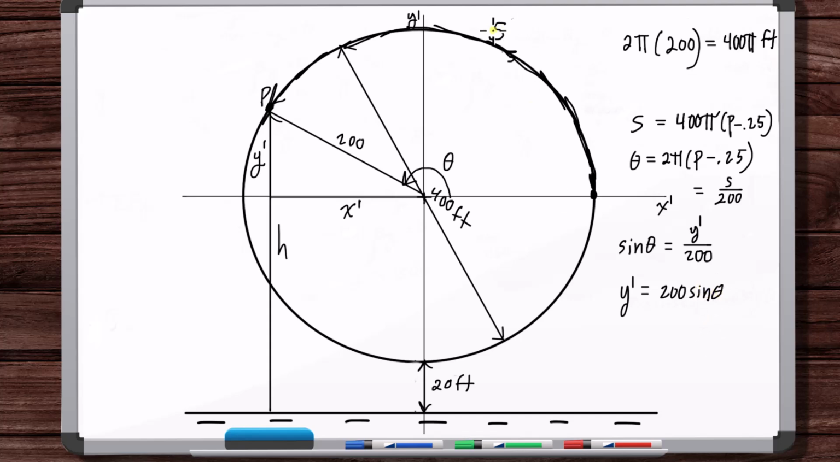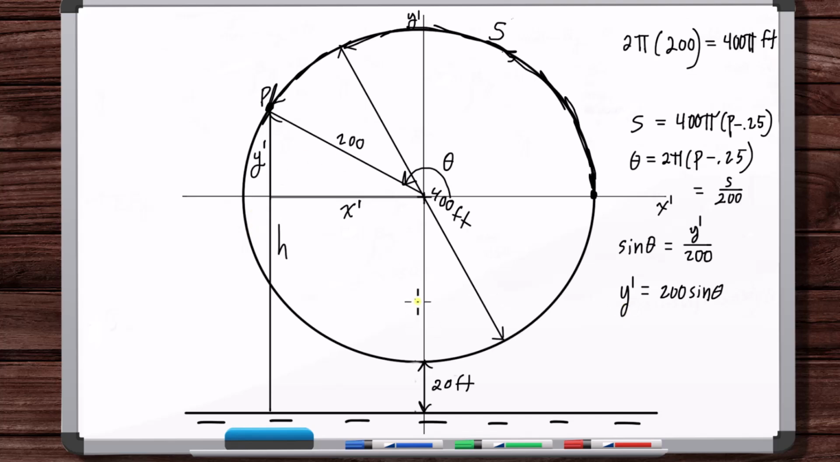Now you see how this applies for any arc length S? It's going to give us y prime if the arc length is less than half of a rotation. It's going to give us a positive y prime, which makes sense. If it's between half of a rotation and a full rotation, it's going to give us a negative y prime. That's what we want. Okay, so now how do we relate y prime to h?